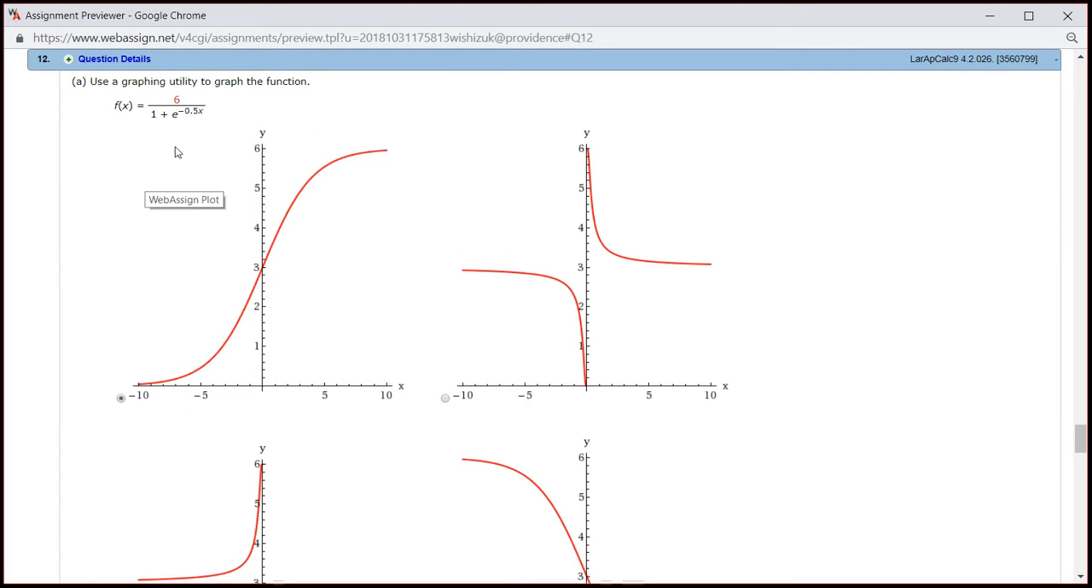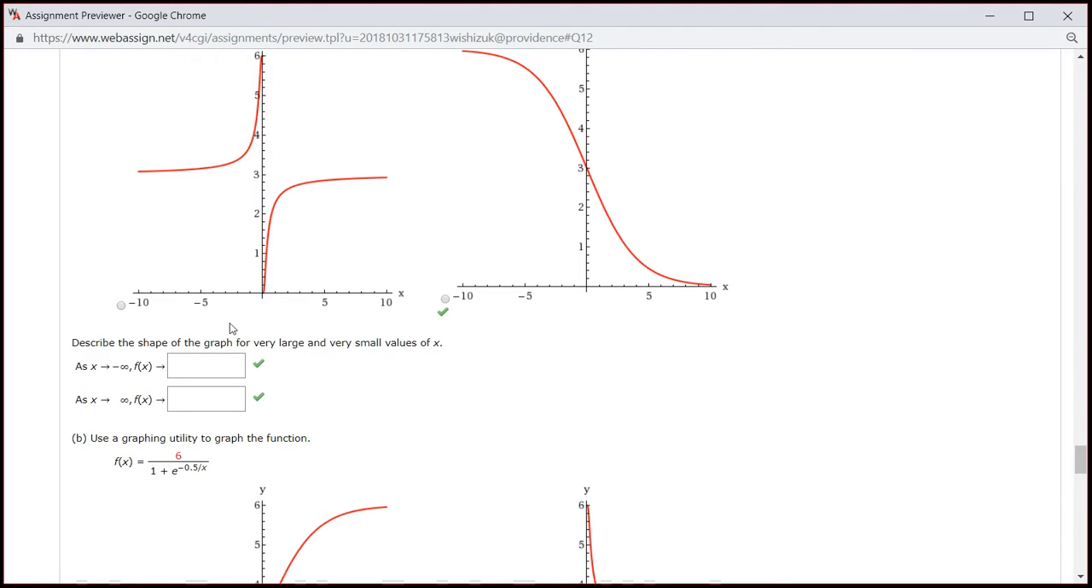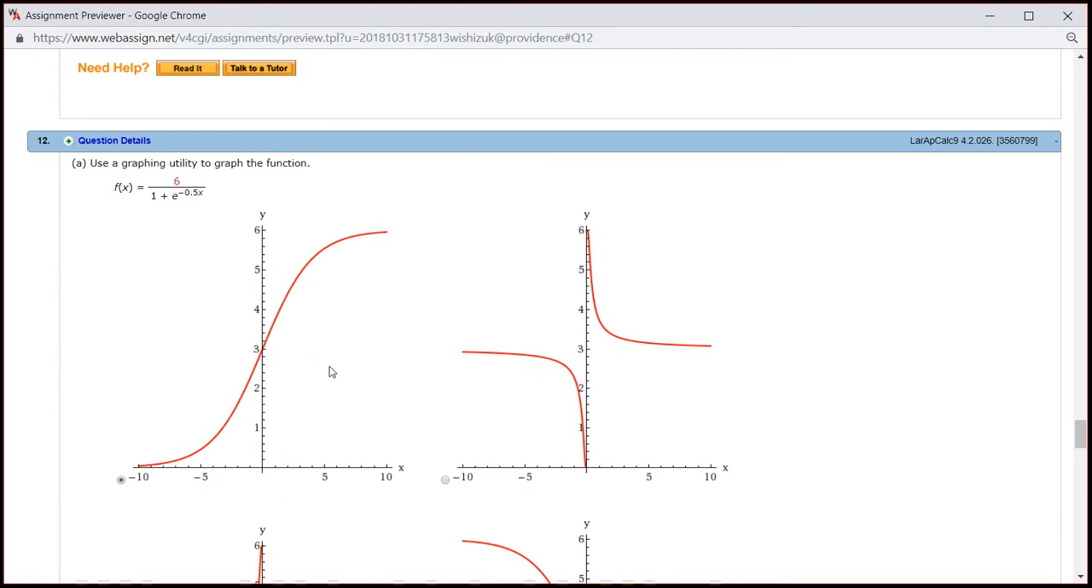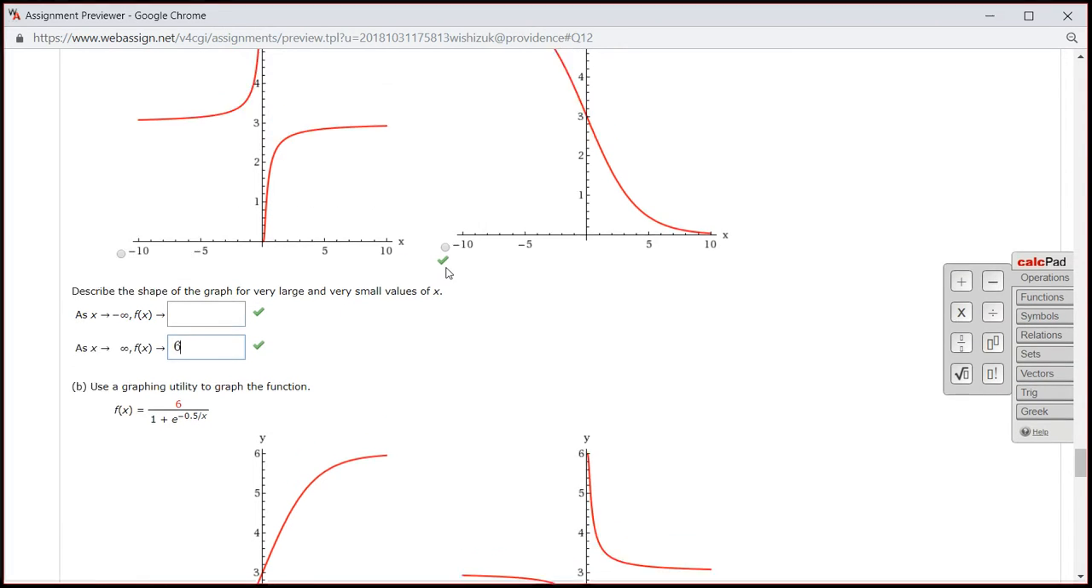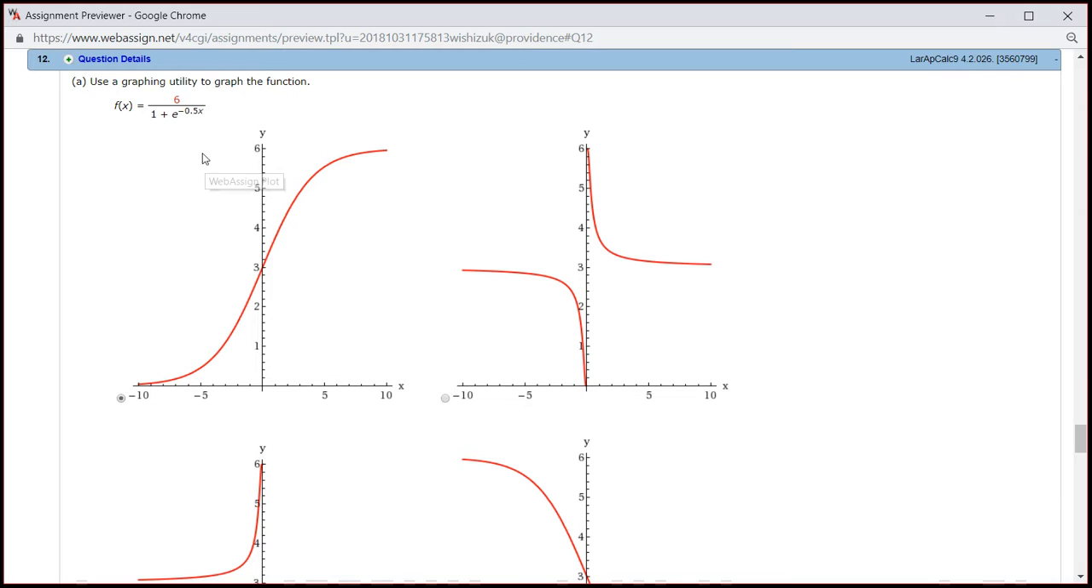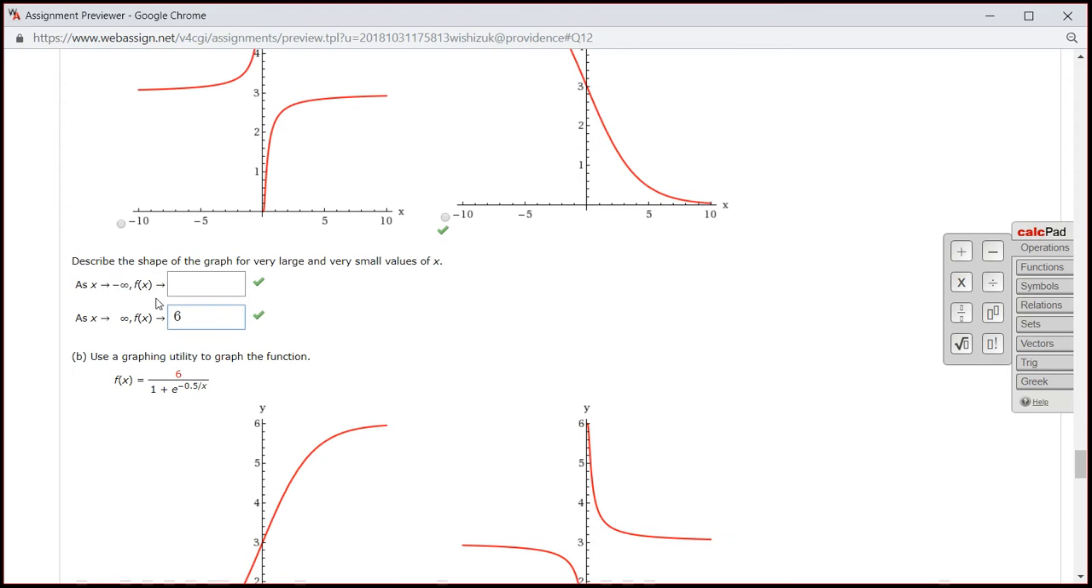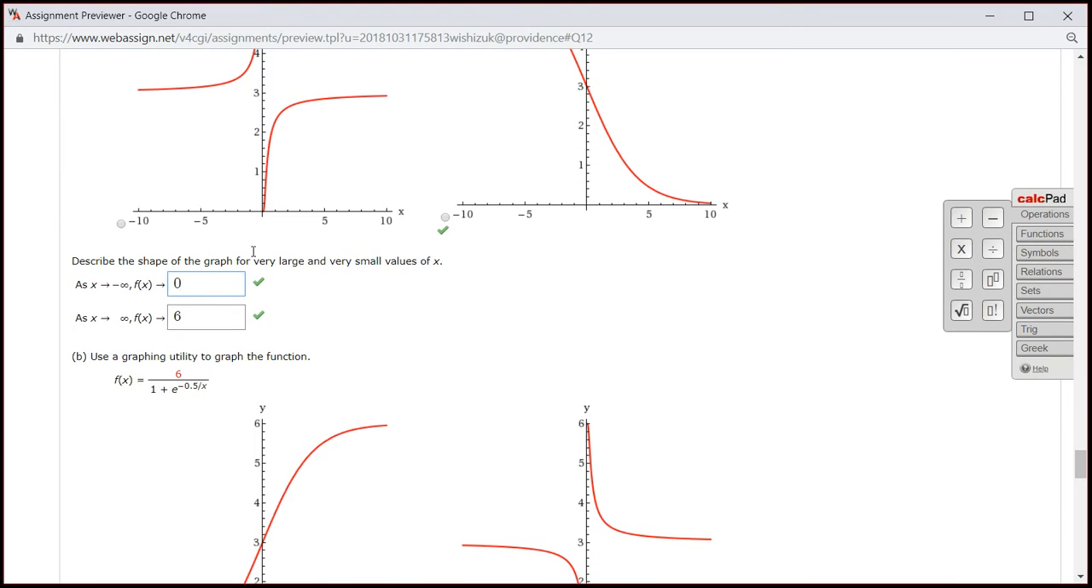Another thing we can do is, let's say x goes to positive infinity. Actually, we can just answer these questions. As x goes to positive infinity, you have e to the negative infinity, so that goes to 0. So 6 over 1, so that goes to 6. As x goes to negative infinity, then you have e to the positive infinity, so that's going to be a big number. So you have 6 divided by a really big number, which approaches 0. So we know which picture that is.